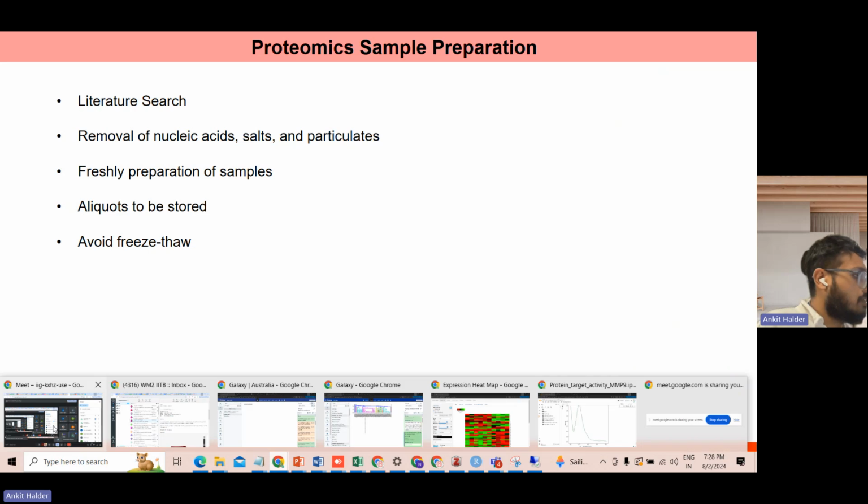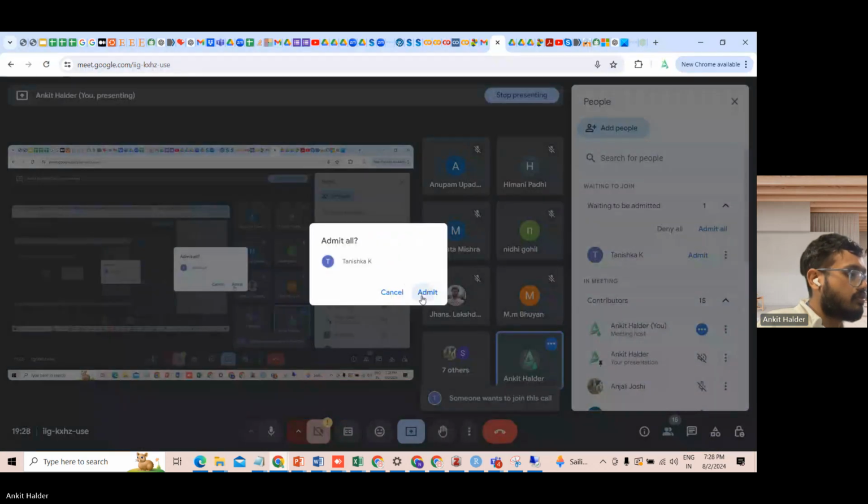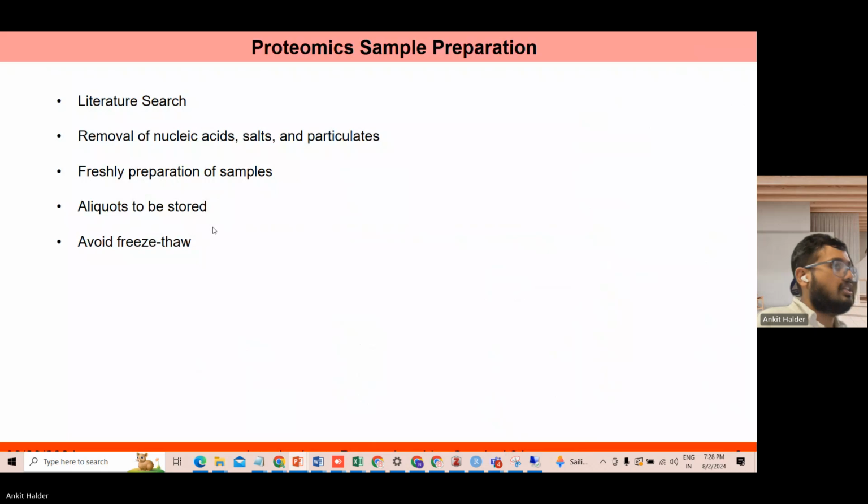So that's why it becomes quite necessary to have freshly prepared proteins, to do a thorough literature search, and to understand the concepts of how you will deal with those interfering agents so that you can minimize them and extract the best quality protein. That's why it becomes important, and that's why we should understand the concept behind it very thoroughly.